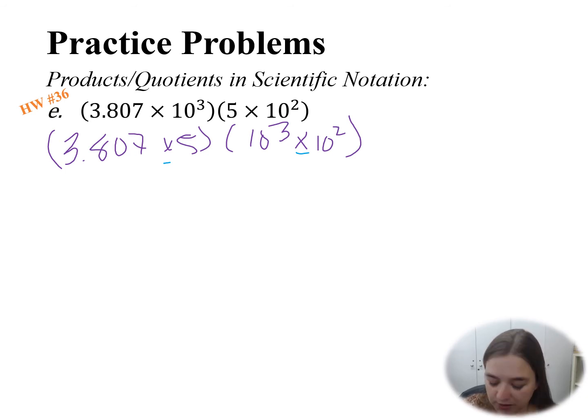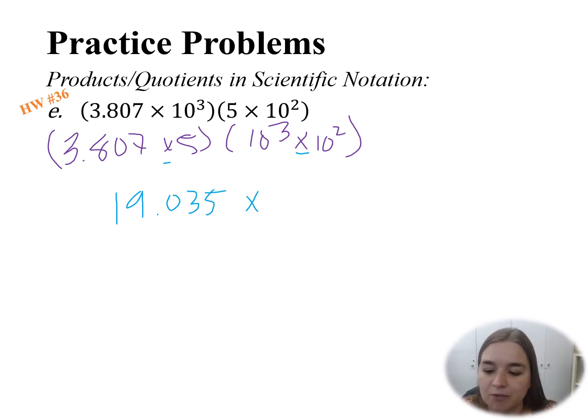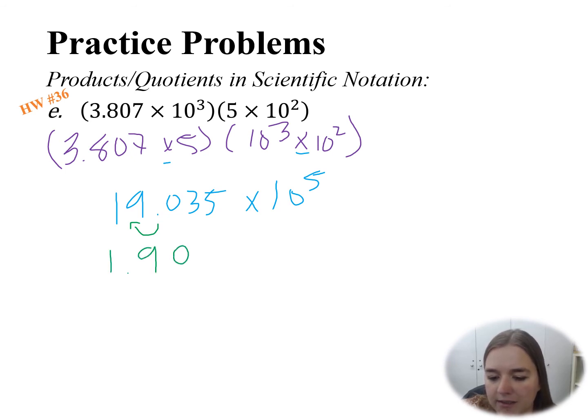So what I'm doing here is using that property of multiplication where I can rearrange my problem, and I'm going to multiply the first piece and the second piece. So I get 3.807 times 5, which gives me 19.035 times, while using my exponent properties here, I know that this is going to be times 10 to the 5th. When I have that property rule, I add my exponents. Now the next thing I need to do to get this into scientific notation, though, is that 19 is not between 1 and 10. So I'm going to need to move that decimal one more space over. And my scientific notation is going to be 1.9035 times 10.